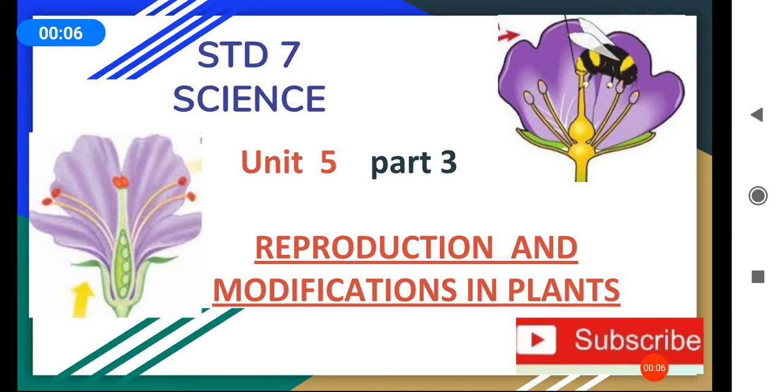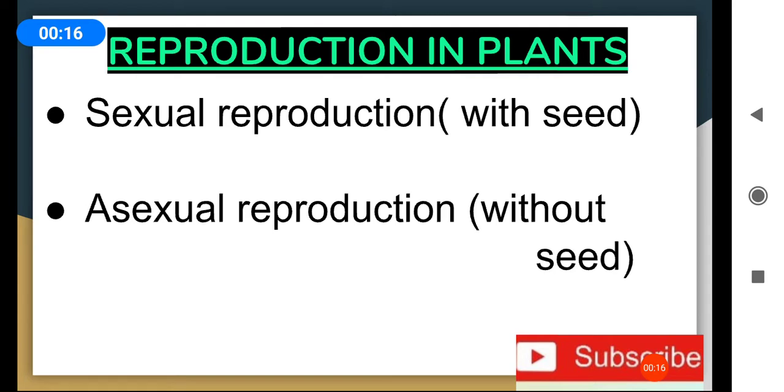7th standard students, in science we are learning the lesson reproduction and modifications in plants. Shall we recall what we have learned? Yes, reproduction in plants. What is reproduction? Plants and animals produce their young ones and increase their number. This process is called reproduction.